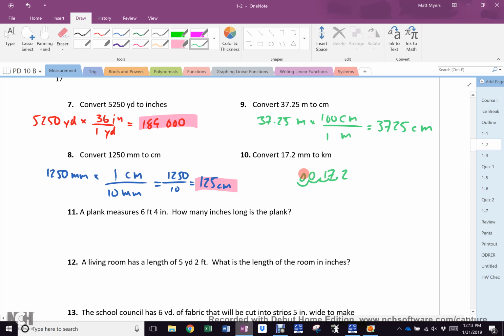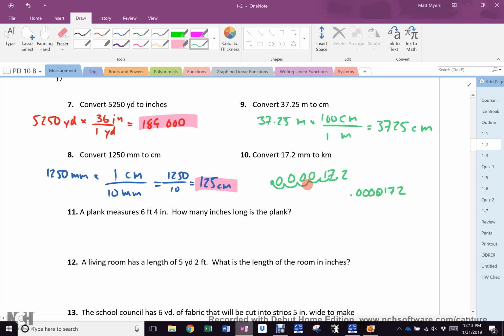Then I am at decameters. Then I am at hectometers. Then I am at kilometers. So the answer is 0.0000172 of a kilometer. Or, to put it into fraction form, 172 millionths of a kilometer. An idiotic number, because we would never say that. Right? Now, this is what you can do if you're good in your head.